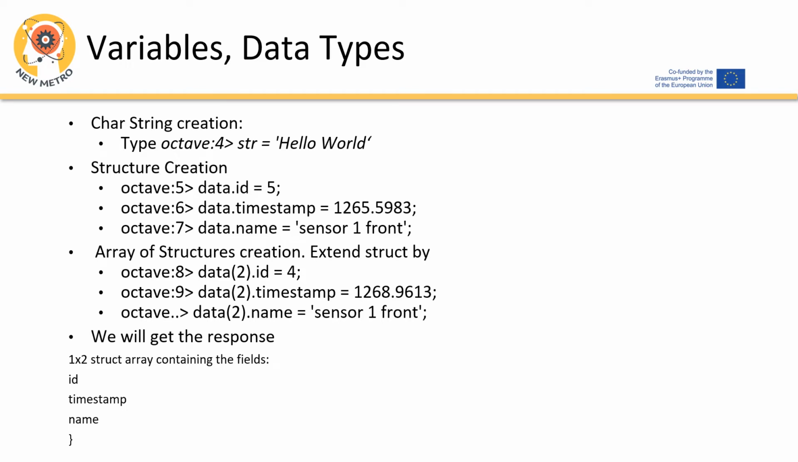declare structs with data.id equals 5, data.timestamp equals 265.5983 and data.name equals sensor one front. We can also have an array of structures creation, and as such we can extend the struct by data(2).id equals 4, data(2).timestamp equals 1268.9613 and data(2).name equals sensor one front. And then we will get the response that we have a 1x2 struct array containing the fields id, timestamp, and name.